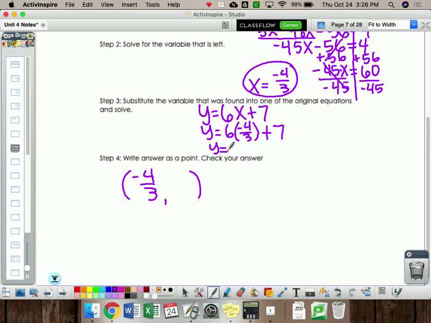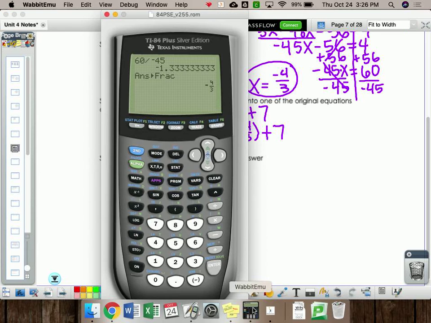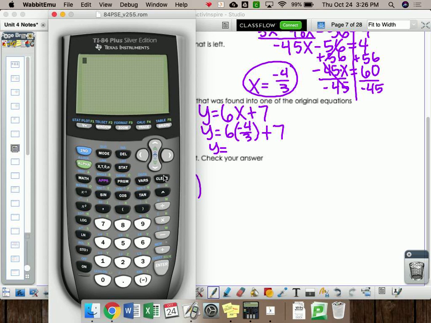So I'm going to plug this entire thing in my calculator, make it super easy on myself. So 6 parentheses -4/3 plus 7. And I get my y equals -1.